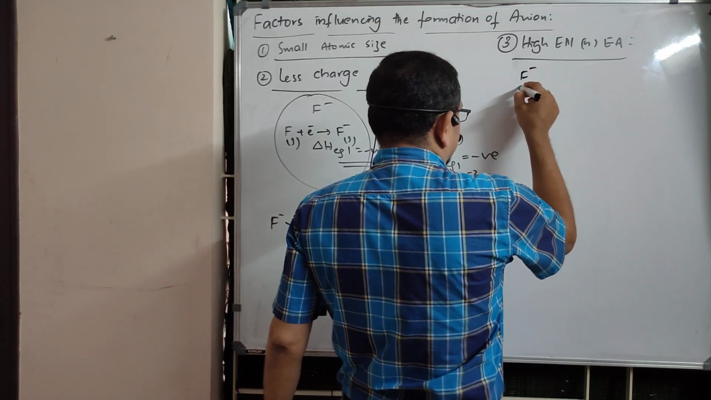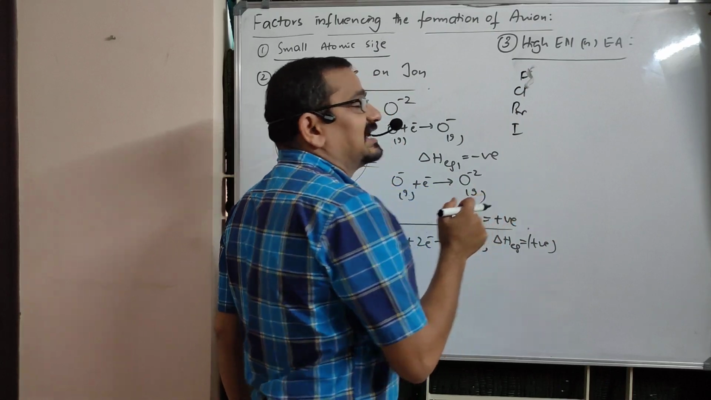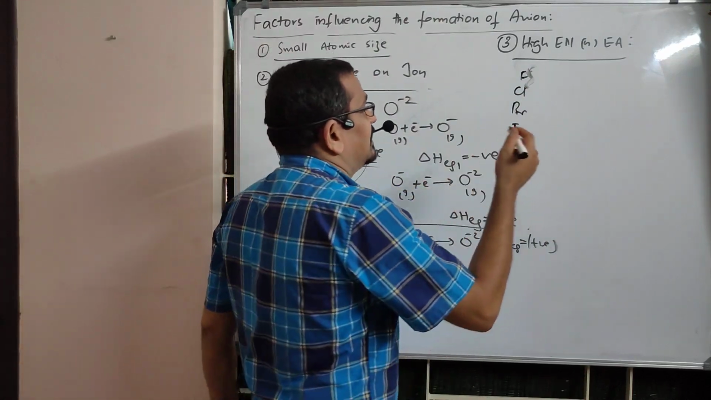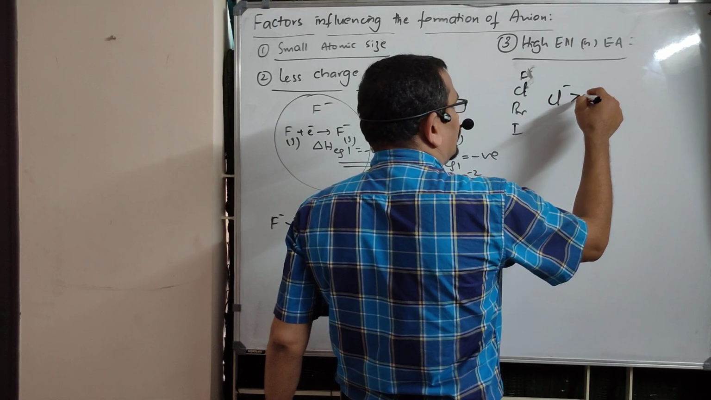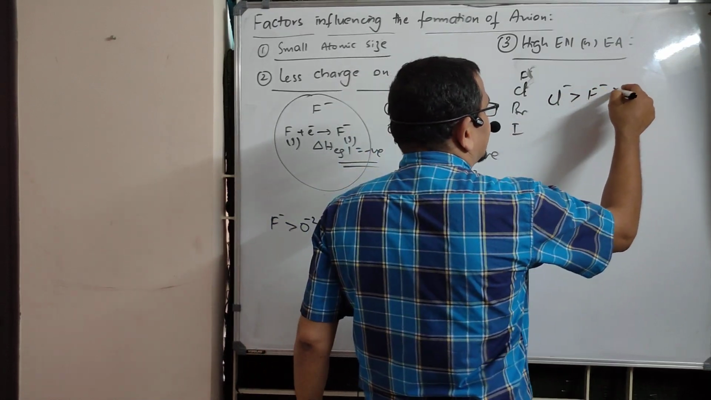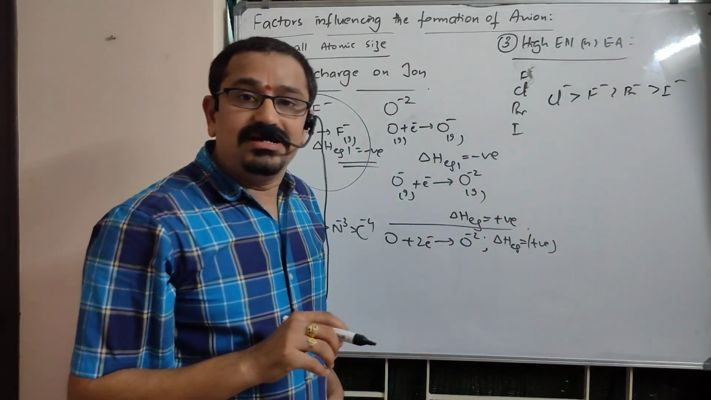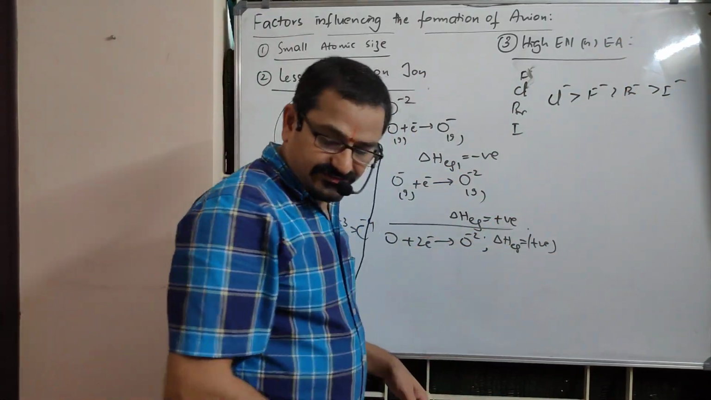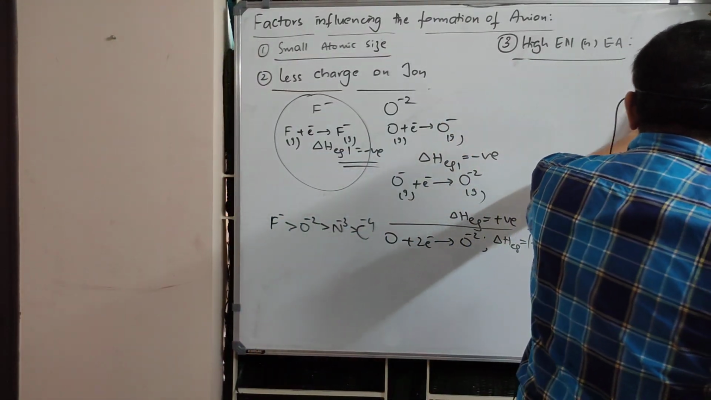Suppose F minus: see fluorine, chlorine, bromine, iodine. Which has high electron gain enthalpy? High electron gain enthalpy is shown by chlorine. So Cl minus can be readily formed than F minus, than Br minus, than I minus, according to electron affinity. Similarly, we have one more example we can take.